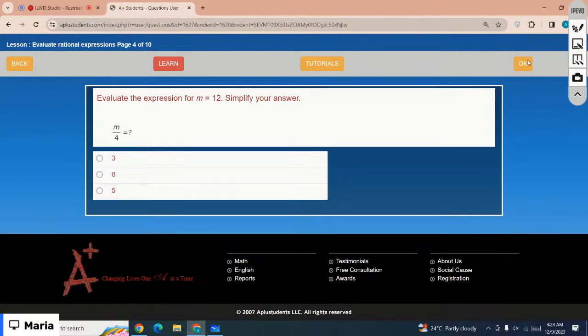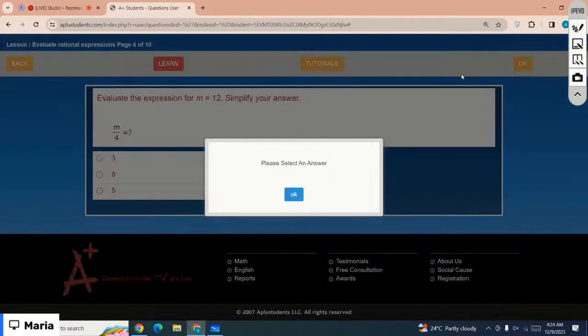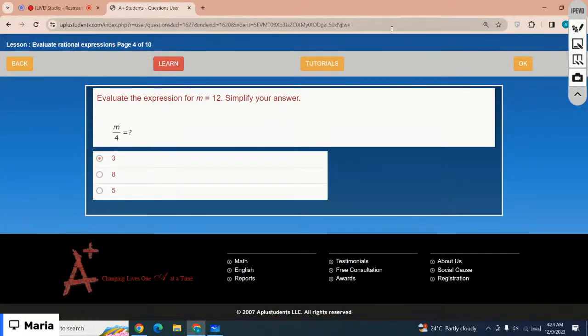Evaluate the expression for m equals 12. Simplify your answer. So, which is the correct option? Twelve divided by 4, the correct option is, yes, it is 3.